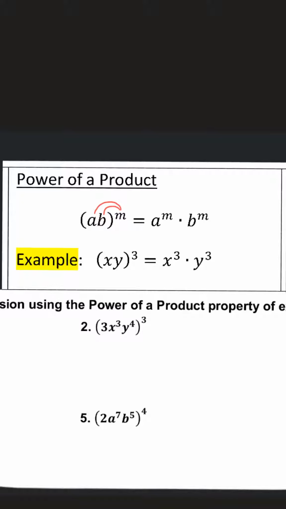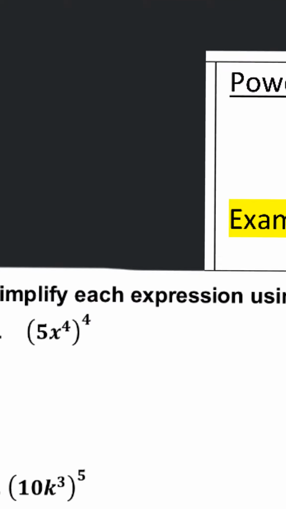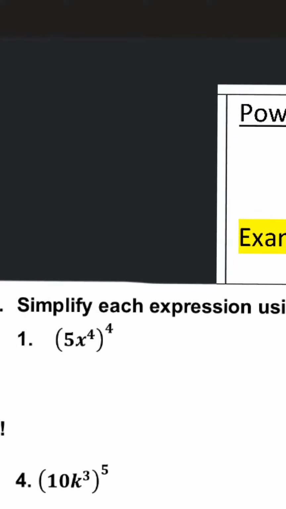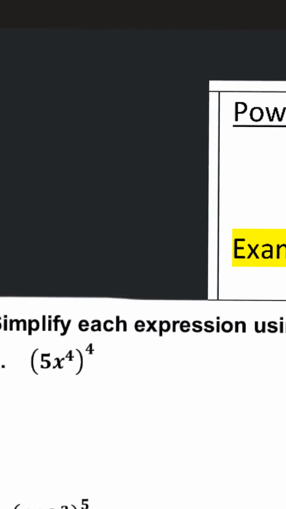Another example is xy, x times y, so you're going to take the 3, and it's going to be x to the third and y to the third. Okay, let's talk about the first example given to us. We have simplify each expression using a power of a product property and simplify.